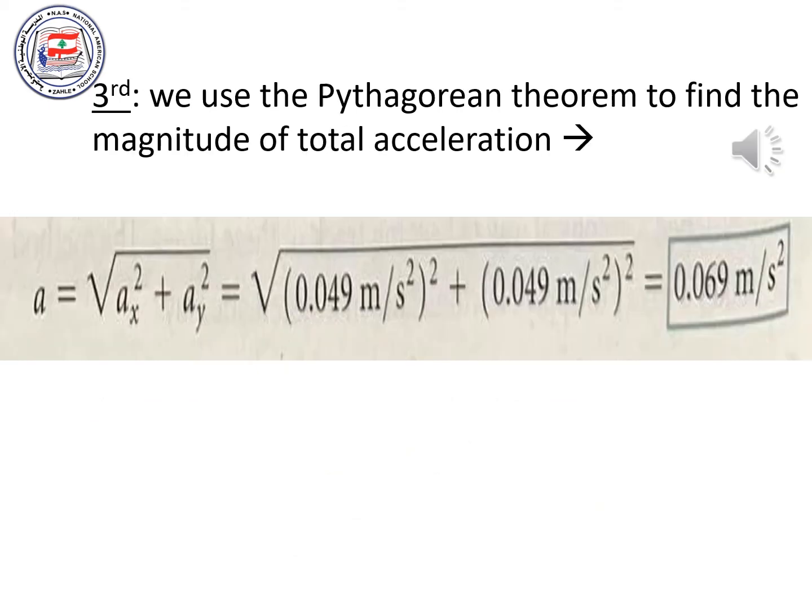In the third step, we use the Pythagorean theorem to find the magnitude of total acceleration. So we have the acceleration in the x direction and we have the acceleration in the y direction. We use the equation shown in front of you in order to find the magnitude of the total acceleration. The total acceleration is equal to the square root of acceleration in the x direction squared plus acceleration in the y direction squared. We put the values and the answer is 0.069 meter per second squared.